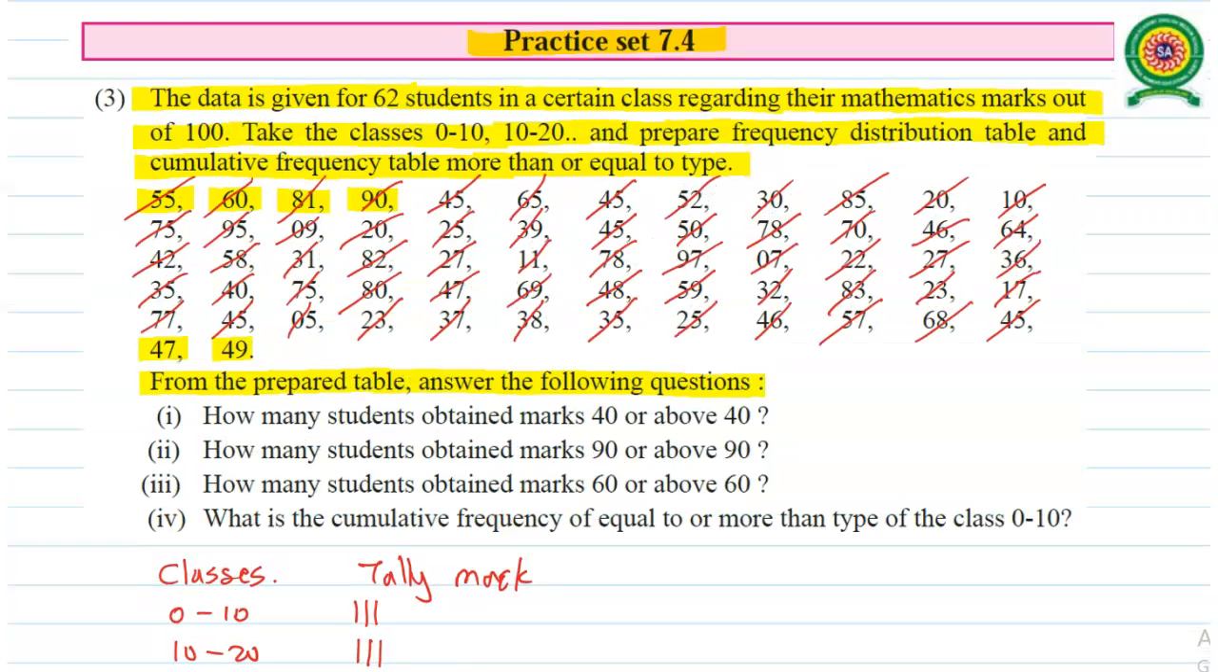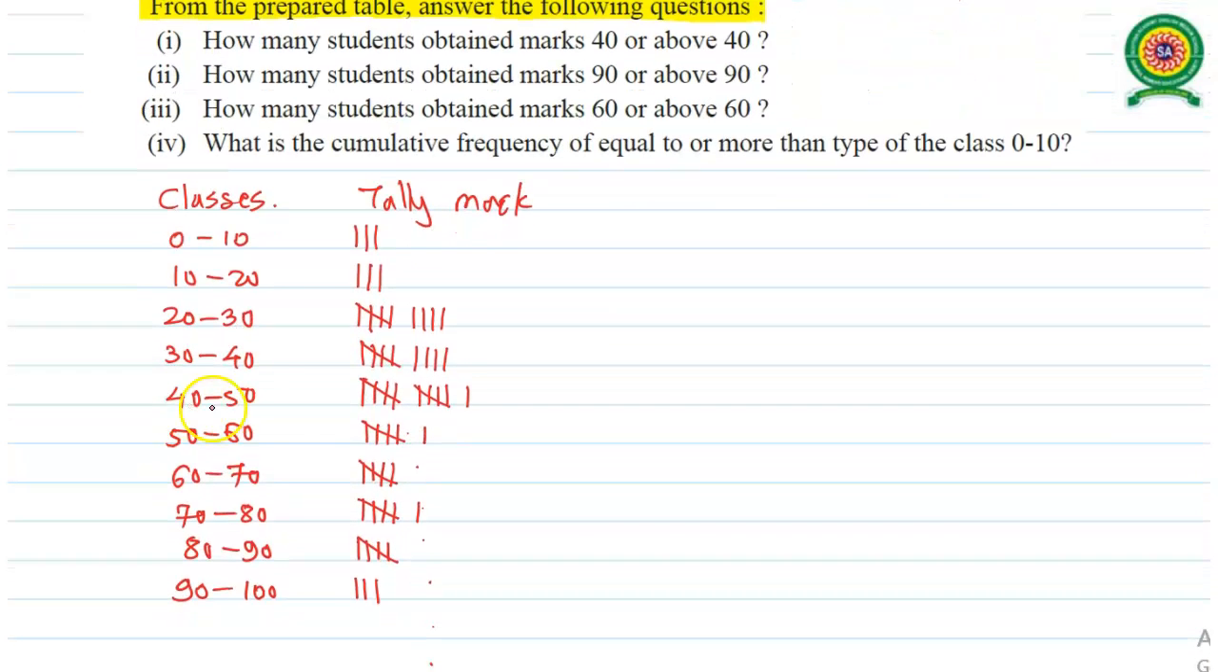Next to it, last row we have just a 47 and 49. So 47 and 49 comes in the class 40 to 50. Two tally marks together. Lastly, we have the frequency, means the number of students.